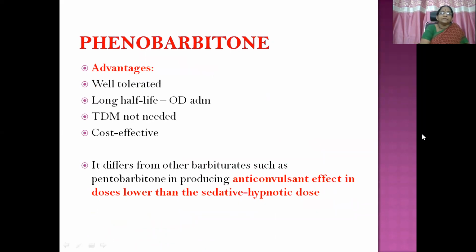Advantages: well tolerated, long half-life, so OD administration. Unlike phenytoin, which follows saturation or mixed order kinetics and needs TDM, here TDM is not needed. And it is cost effective. It differs from other barbiturates such as pentobarbital in producing anticonvulsant effect in doses lower than the sedative hypnotic dose. That is the main advantage with this molecule. So these are the advantages of phenobarbital.